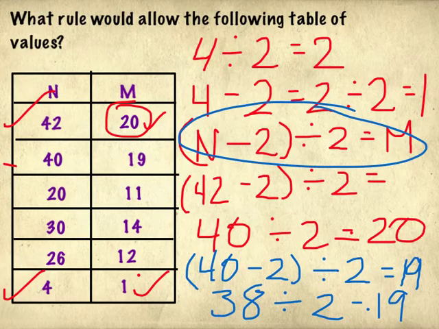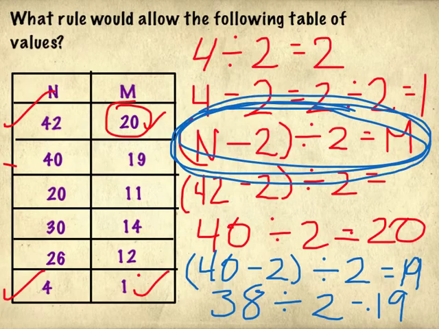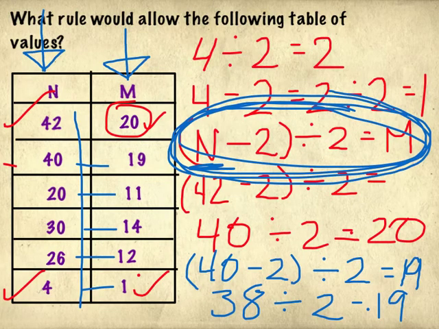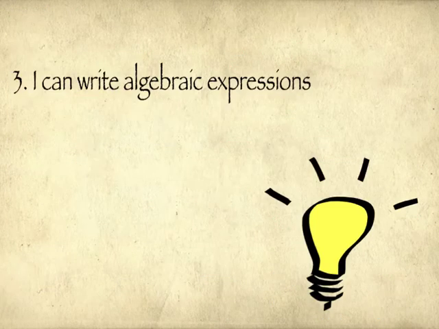Yes, so this is my correct equation. N minus 2 in brackets, because I have to do it first, divided by 2 will equal m. And if that's correct, which it is, then anytime I put a number that's under the letter n in this n place, it should equal the number that is under the letter m. So you can try it for the rest if you want, or you could just take my word for it.